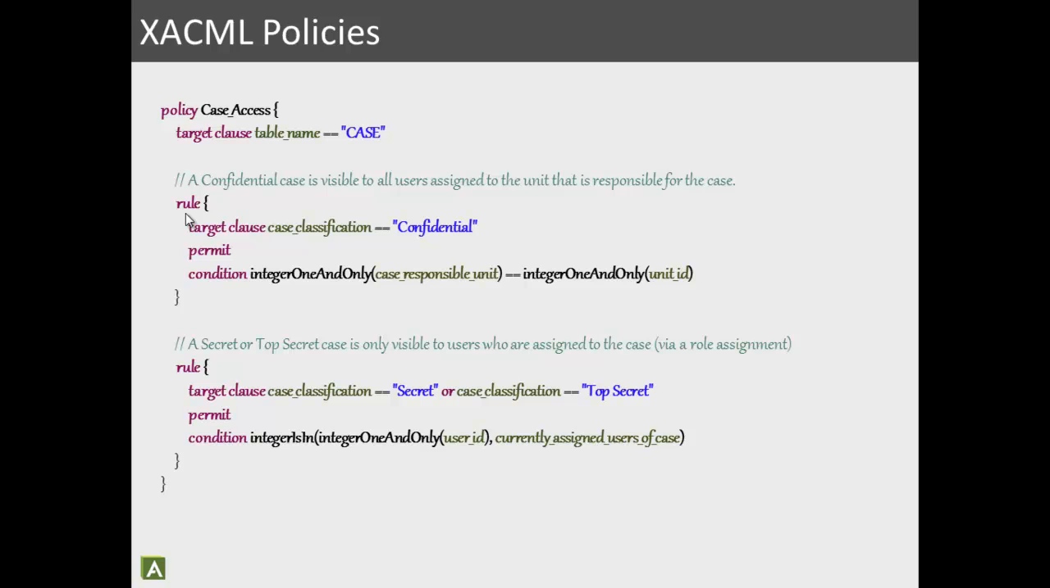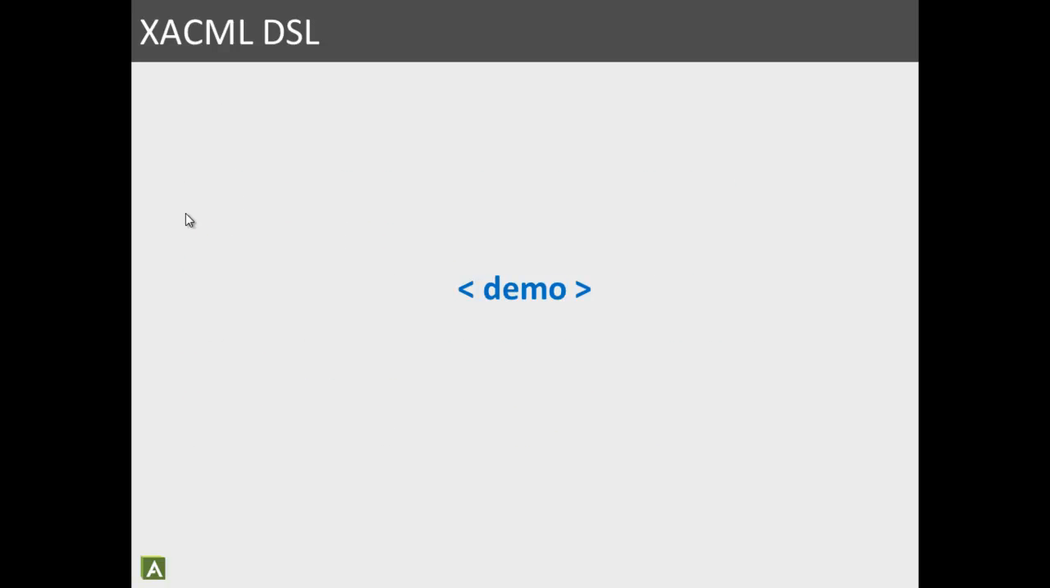The second rule is extremely similar, but focuses on secret and top secret classification levels. We compare that the user identity integer is in the list of user identities assigned to the case. These two rules are embedded inside a policy where the target checks that the resource type, the table name, is equal to case. Let's now have a look at the demonstration.